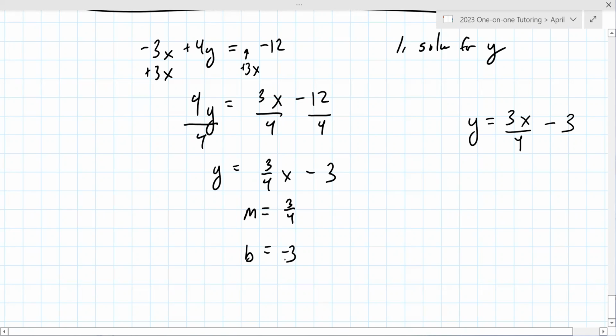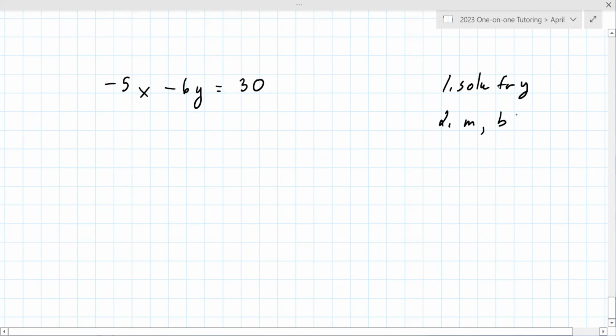Good. Okay, I'm gonna give you another one to try. Any questions though on this? All right? Let's go -5x minus 6y equals 30. I want you to solve for y, and then I want the slope and the b value.